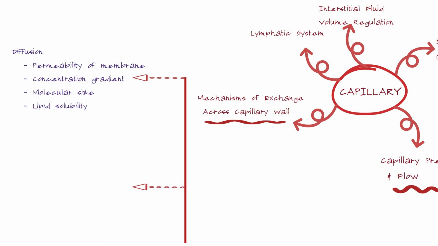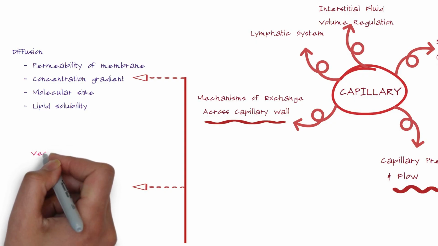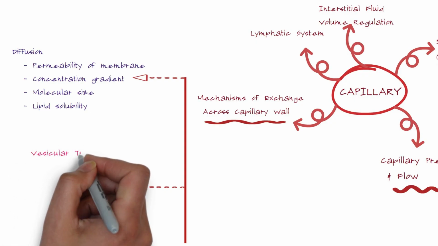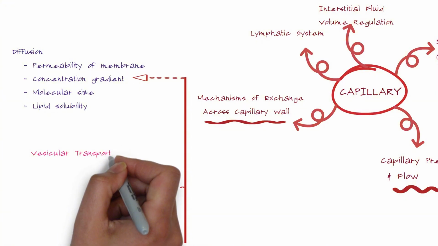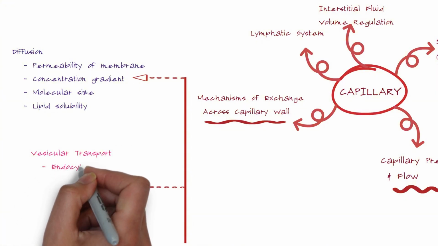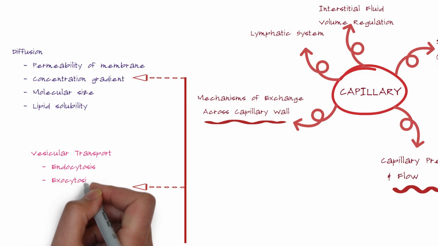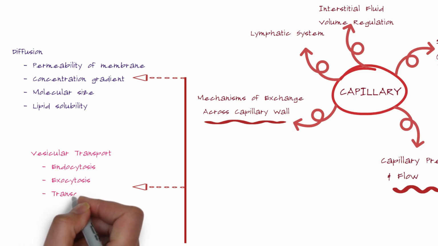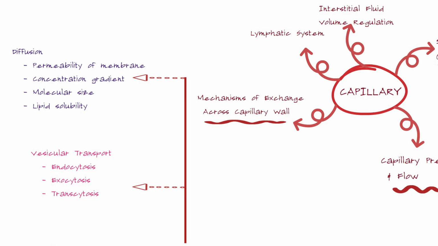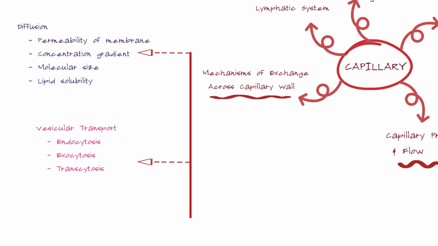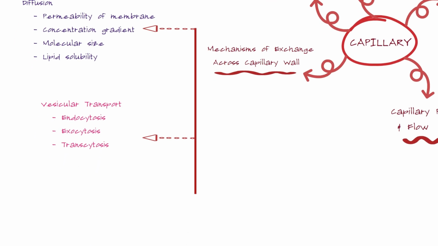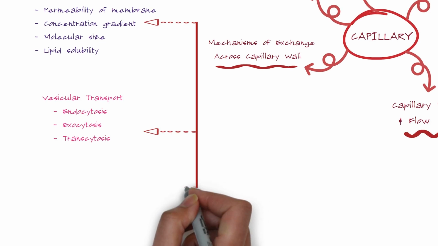The second mechanism is vesicular transport, which can be endocytosis into the cell, exocytosis out of the cell, or transcytosis, where the substance enters from one side of the cell and exits from the other side of the cell. And the most important transport or exchange is the bulk flow, or transcapillary net filtration.